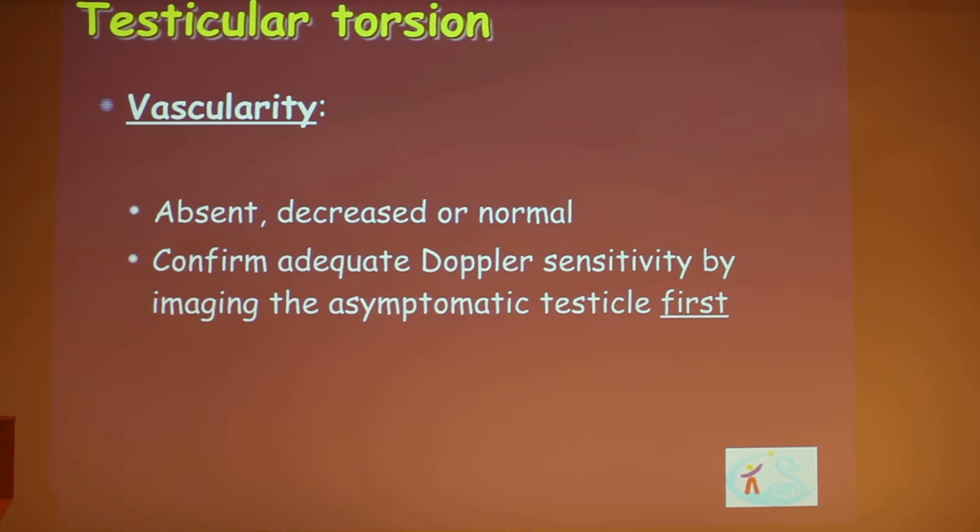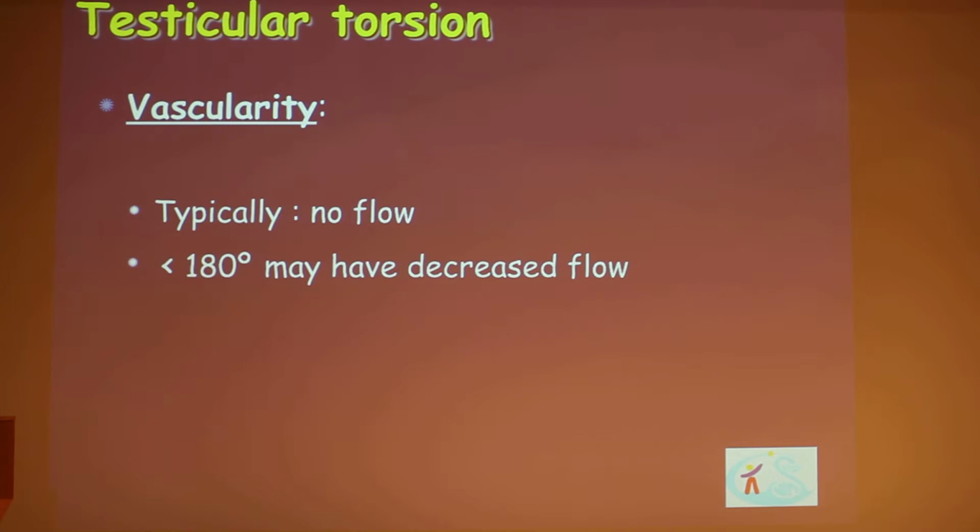Now, the most important thing I can say, other than don't miss torsion, because it's not very nice to miss it, is always start with the asymptomatic side. Why do we start with the asymptomatic side? Because you adjust your Doppler settings on the asymptomatic side. You can miss flow, or you can create flow if you don't adjust those settings, so it is recommended to begin on the asymptomatic side first.